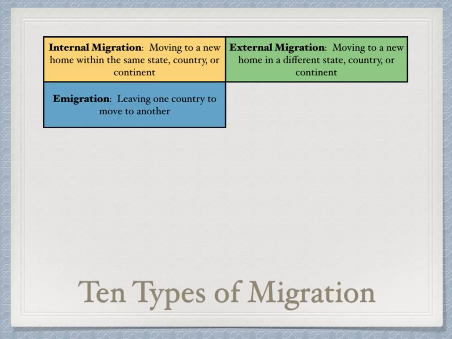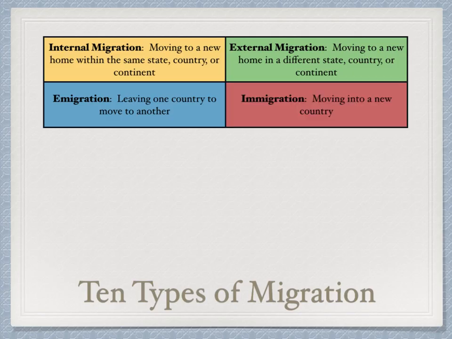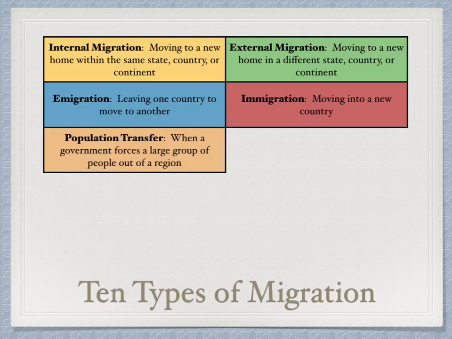Emigration is when you leave one country to move to another. The other end of this journey would be referred to as immigration. That's when you move into the new country. These two are very commonly mistaken for one another, so make sure that you study them carefully.